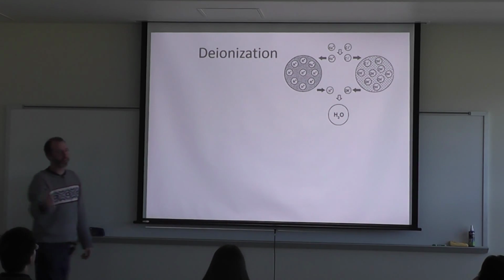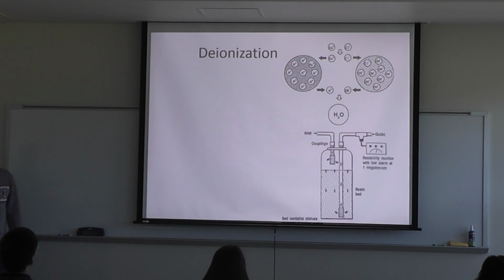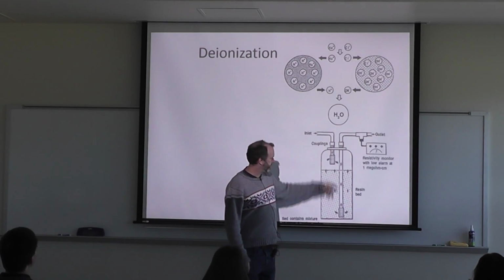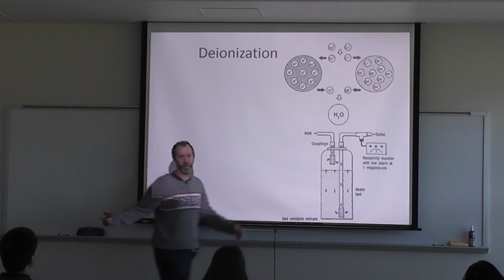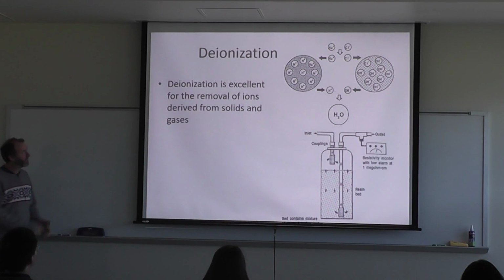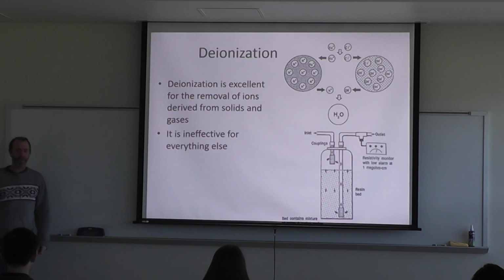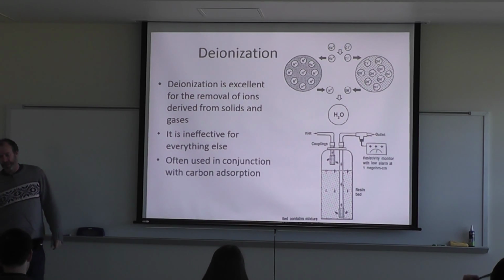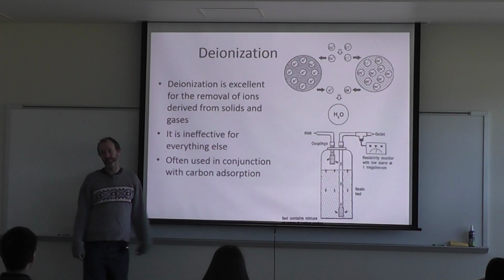But you'll run out of these resins eventually, so you have to constantly replenish them, right? Typically it looks like this. We can go look at the big DI tanks that we have, and you have a big resin bed, and the water is forced through the resin bed and then out, and you should have DI water coming out. Deionization is excellent for the removal of ions derived from solids and gases. And it's ineffective at pretty much everything else, because you have to be an ion to be able to exchange. However, it's often used in conjunction with carbon absorption, and that's going to help you get rid of any organics.